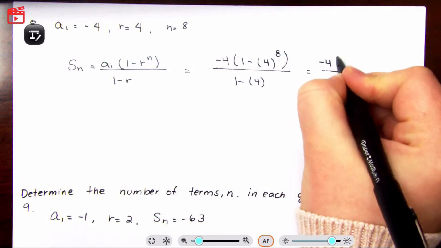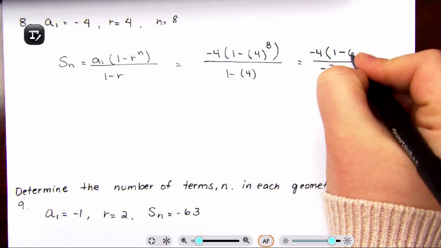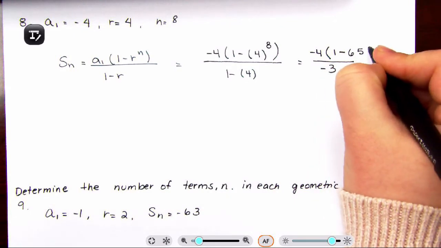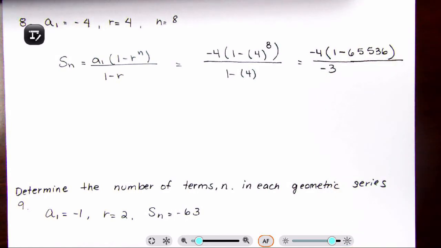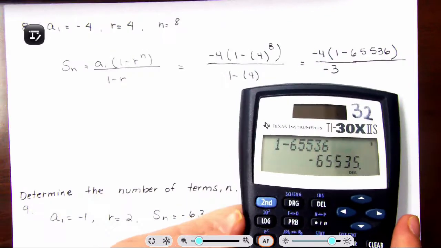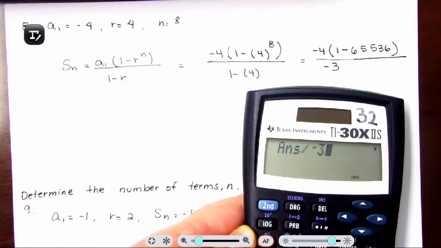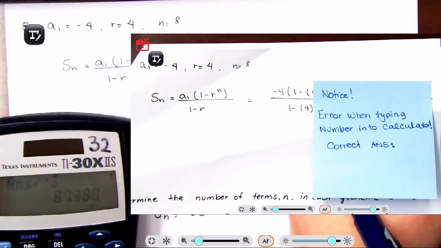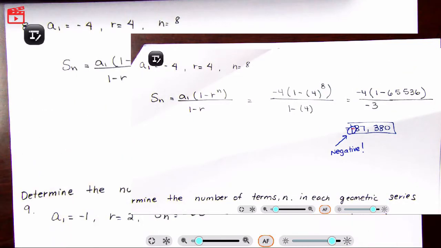I have negative 4 times 1 minus 4 to the 8th power. 4 to the 8th power is 65,536. Try to say these numbers out loud, you guys. It's fun. All right, so now we do 1 minus that number times 4. So this is what I'm doing here. 1 minus that number times 4 divided by negative 3. And that gives me 87,380. Let's do 2 more.